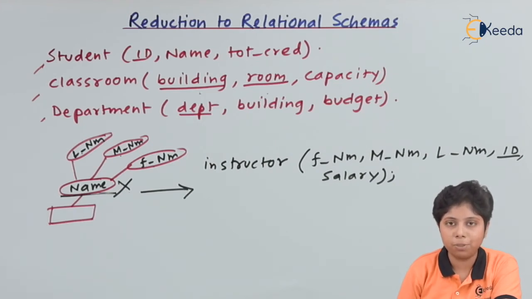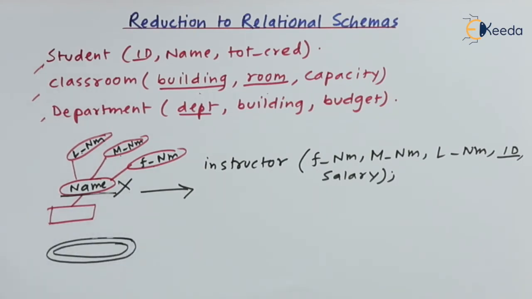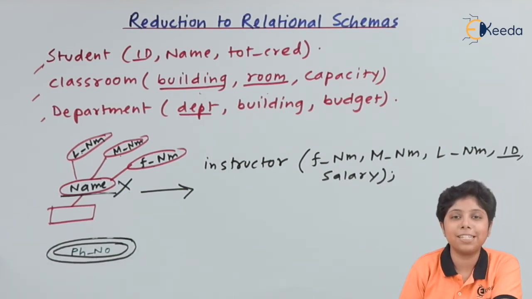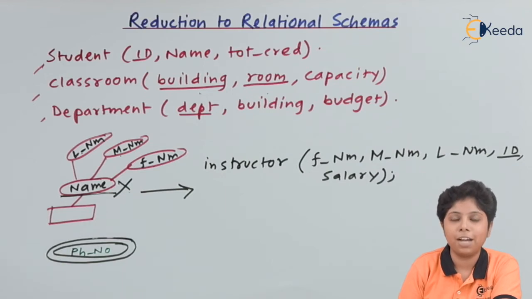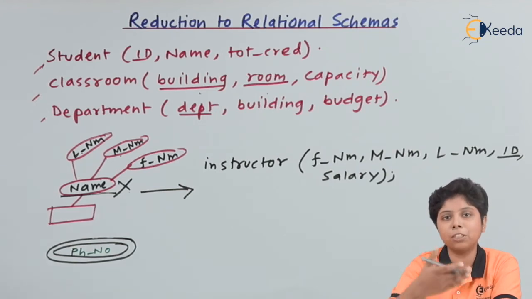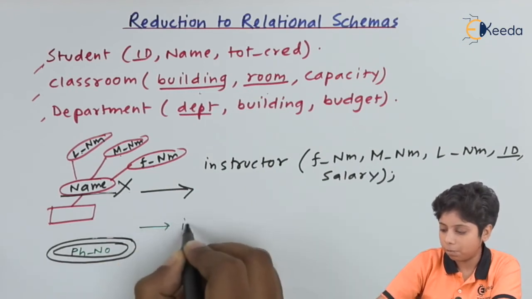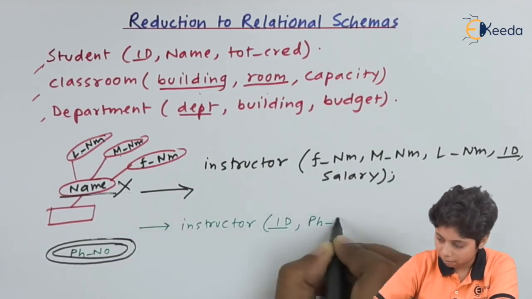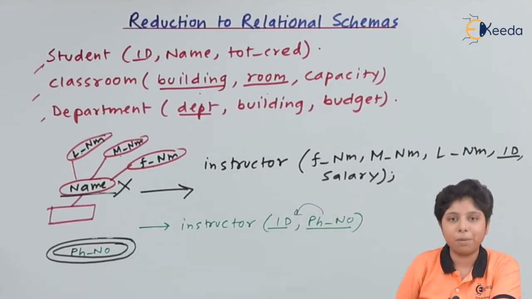The multi-valued attribute generally gets a double circle in an ER model. One example is the phone number. So how do we represent it in the relational schema? Say suppose the instructor has the ID and phone number. Now the relational schema can include the multi-valued attribute as a part of the primary key of the relation. So in our relation instructor, the multi-valued attribute becomes a part of the primary key.